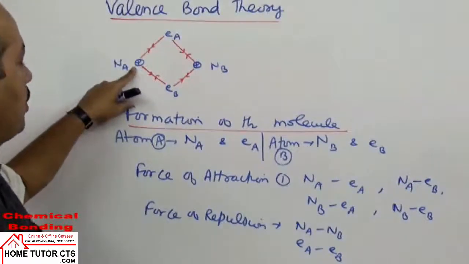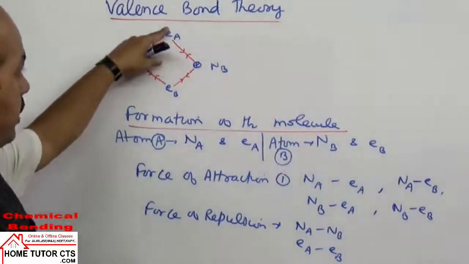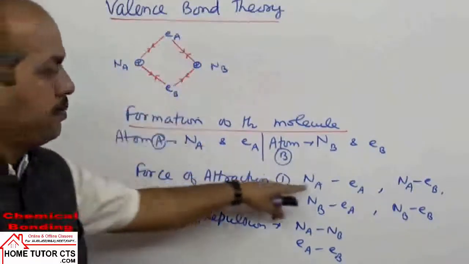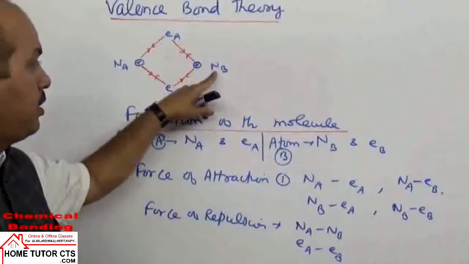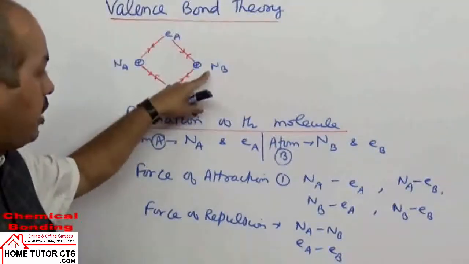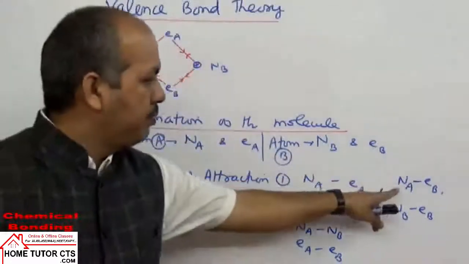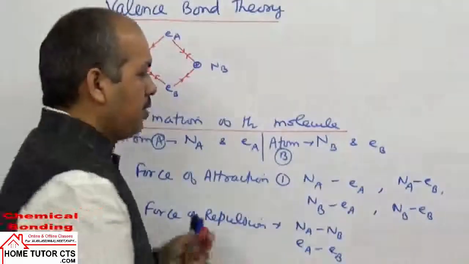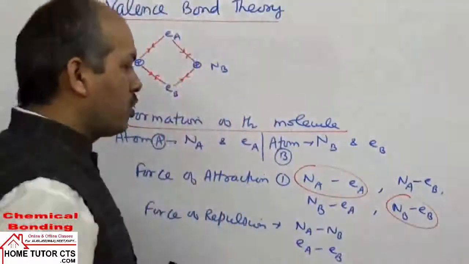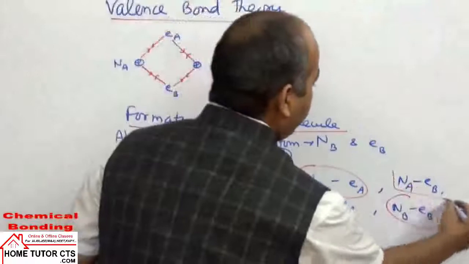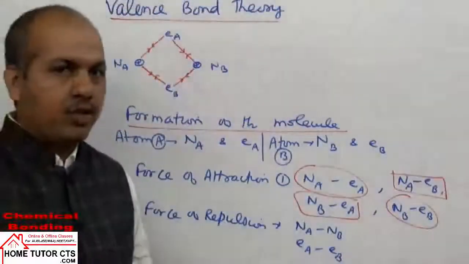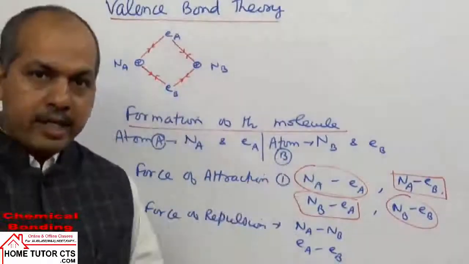The nucleus of atom A attracts its own electron and also attracts the electron of B, and the nucleus of atom B attracts its own electron and the electron of atom A. So there is electron attraction by its own nucleus and also second atom electron attraction by the nucleus. These can be taken as attractive forces. So we can have these four kinds of attraction forces.